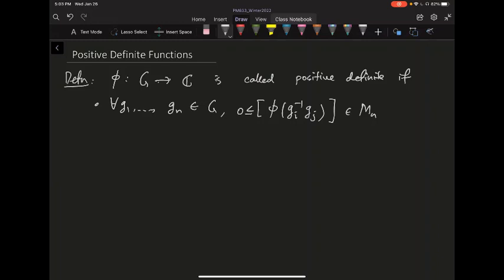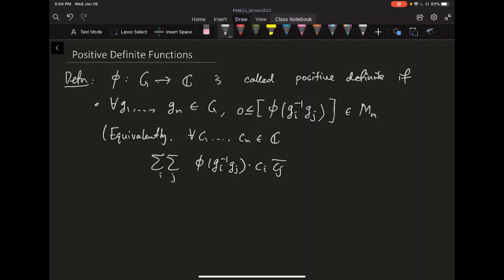Positive definite, well, there are many meanings. For example, you can say all its eigenvalues are non-negative, or equivalently, you can say the following. One way of saying something is positive definite is that if you evaluate against a vector and then take the inner product with the same vector, or its conjugate, you get something non-negative. So equivalently, for every c1 up to cn in the complex numbers, the double summation over i and j of phi of gi inverse gj, times ci, times cj bar, is non-negative. This comes from this evaluation: you consider your n by n matrix, evaluate it against an n by 1 vector, and then take the inner product against the vector c. That inner product is going to be greater than or equal to 0.